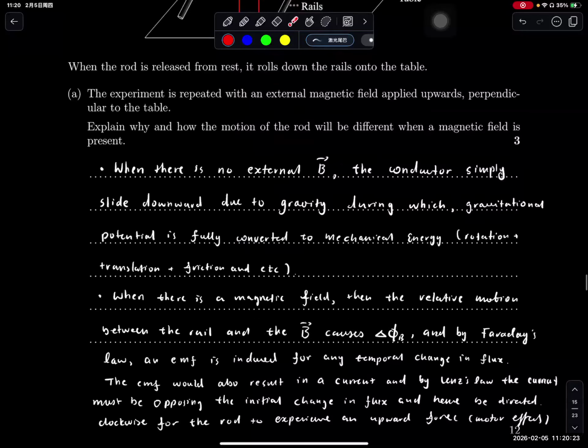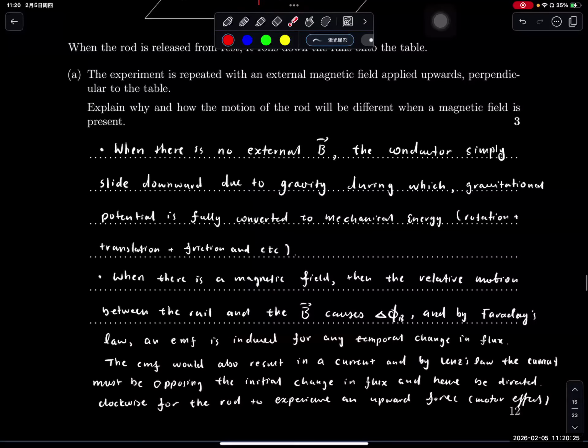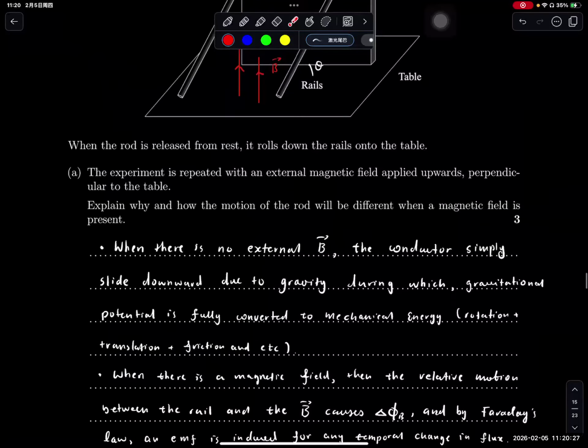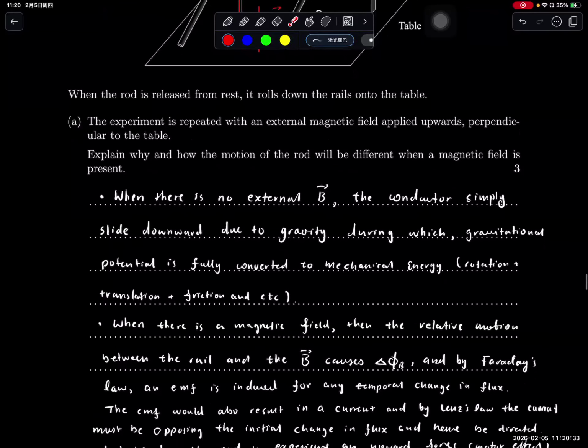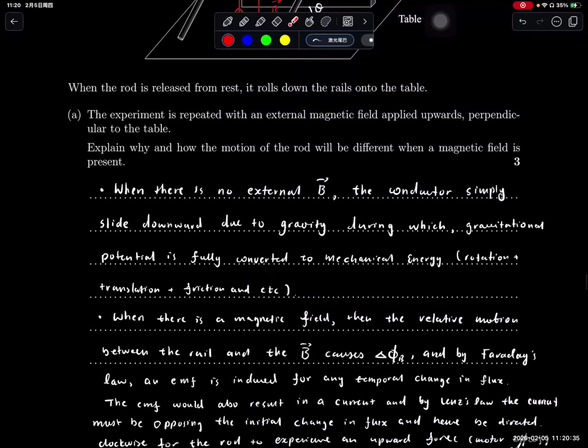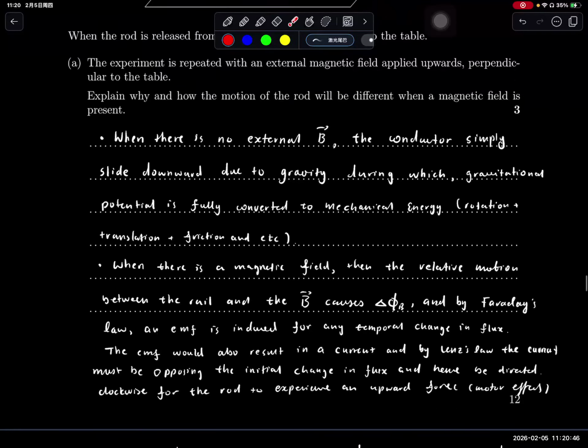So exactly two dot points, mentioning the one without a magnetic field and then the one with a magnetic field. When there is no magnetic field, the conductor simply slides downward due to gravity, during which gravitational potential energy is fully converted into mechanical energy. This involves rotational energy, translational energy, friction, and all other mechanical energies. When there is a magnetic field, things become more complicated.